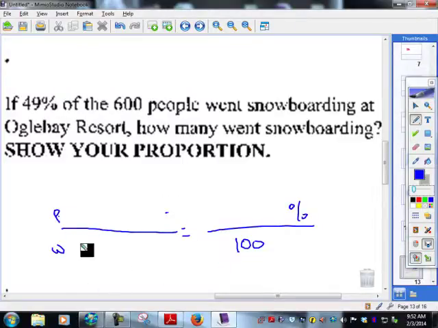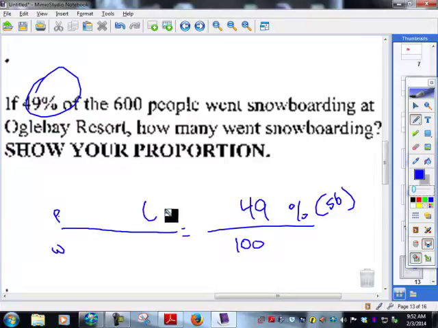Okay, so we start with this proportion every single time. If 49% of the 600 people went snowboarding at Ogle Bay Resort, how many went snowboarding? What's the first thing we always identify, Jennifer? The percentage, exactly. Put that there. Now somebody tell me, what does the 49% actually represent? Like in the problem, what does it mean? Yes, it's the amount that went snowboarding. Nice job. So if that's the percent that went snowboarding, what's this part going to be? Harkin? The actual amount of snowboarders, or just SB.